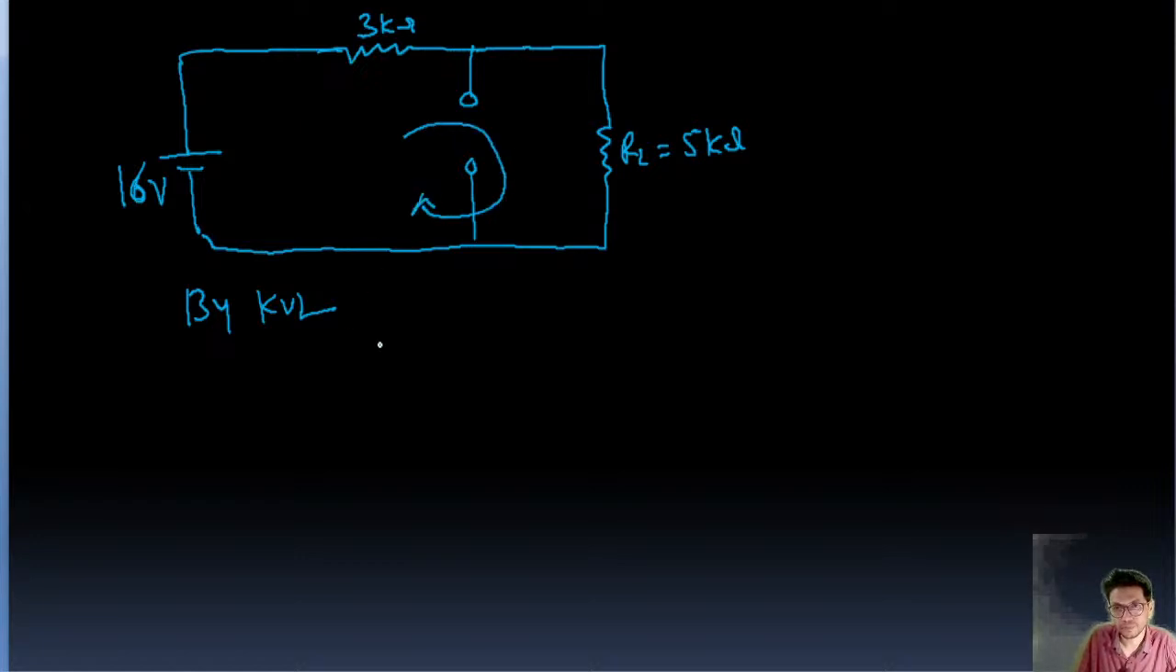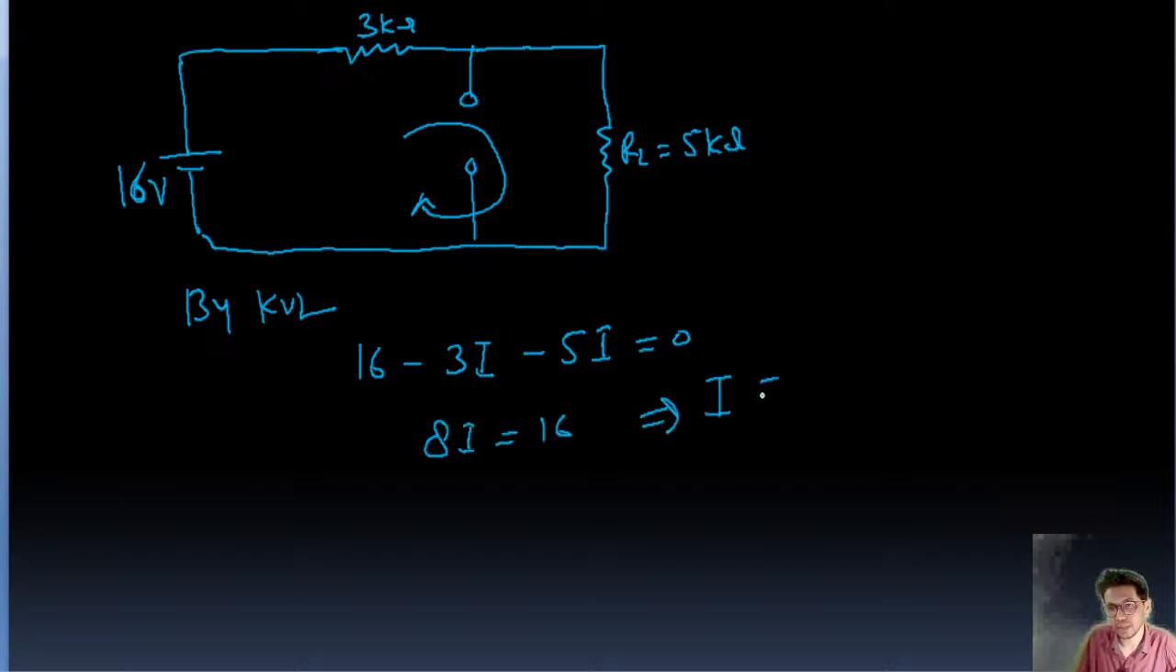This one. This is by KVL 16 minus 3I. Okay, current is I, suppose, and minus 5I equal to 0. So it means 8I equal to 16. That implies I equal to 16 upon 8, that is, oh sorry, 2 milliampere. Okay, because it's volt upon kilo. Okay, so now we'll find V naught.